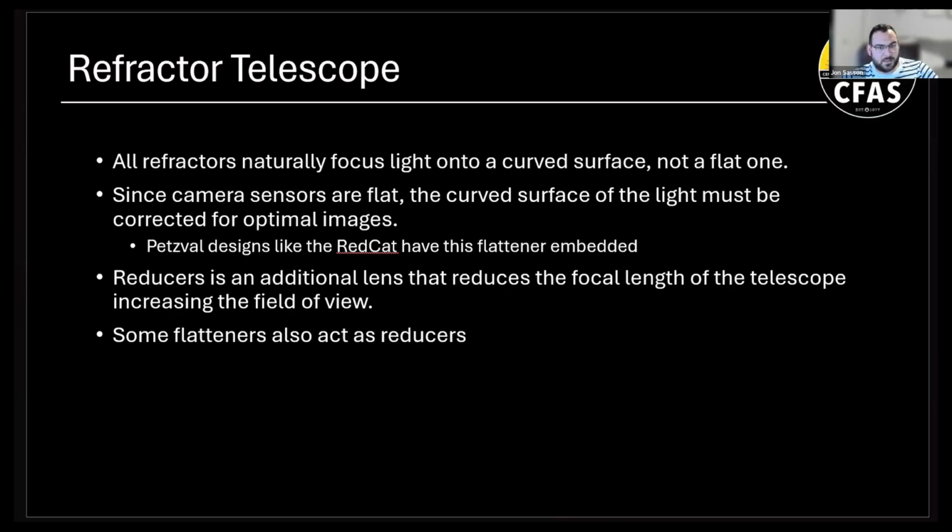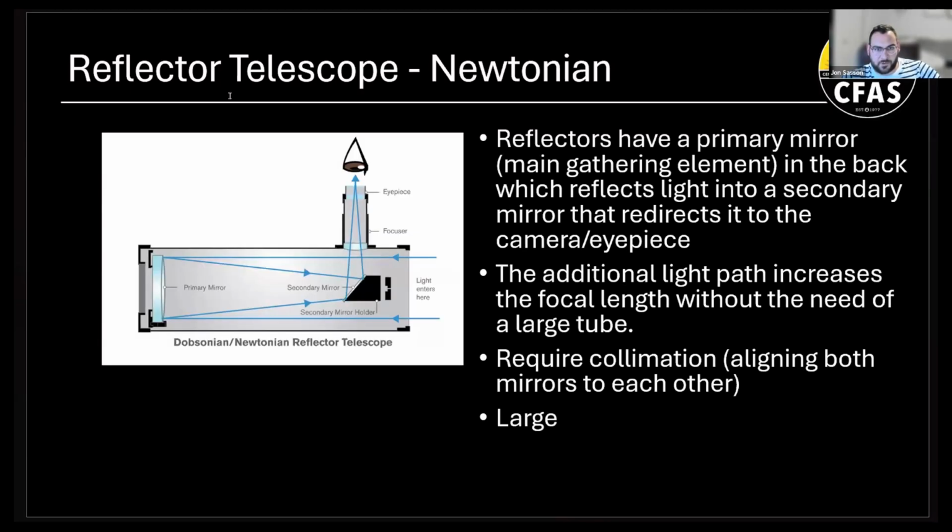Then you can have a reflector type telescope. Here I'm showing a Newtonian. The way these reflectors work is the light enters the tube, hits this primary mirror here, then bounces back onto the secondary mirror, which focuses it and reflects the light onto your eyepiece or a camera back here.